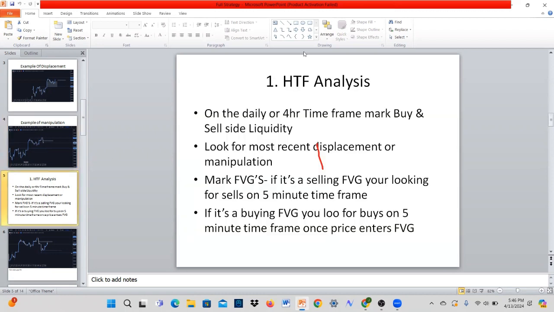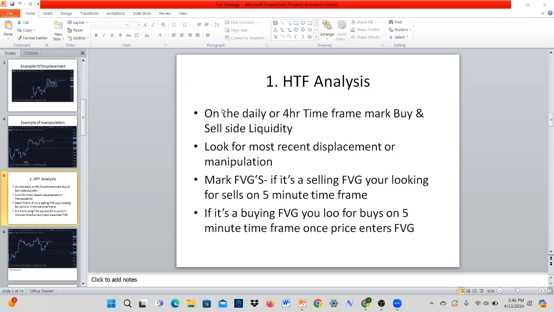So this is my checklist on what I like to look for. The first thing that I'm doing, now that you guys have a brief introduction on displacement and manipulation, for my higher time frame analysis, I like to go on the daily or the 4-hour time frame. So I'm going on the 4-hour time frame and I'm marking out my liquidity areas, whether it's buy side liquidity, which is just resistance in a way, and then sell side liquidity, which is like support.